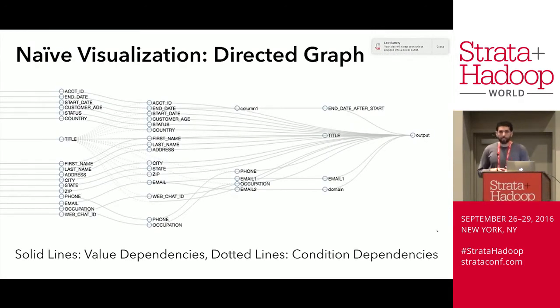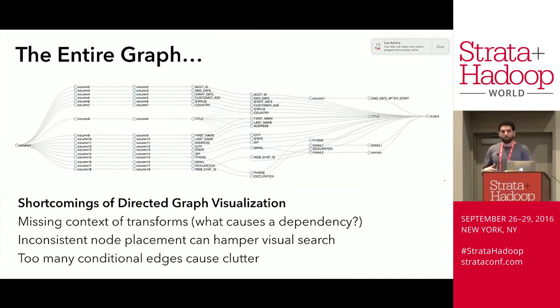The next thing most people would think to try when looking at a graph is some type of directed graph. So this is a very common way of visualizing nodes and edges. And in this case, as I mentioned before, we'll have a node for each unique version of a table column, and then we'll have a solid line indicating value dependencies or direct dependencies, and dotted lines indicating conditional dependencies.